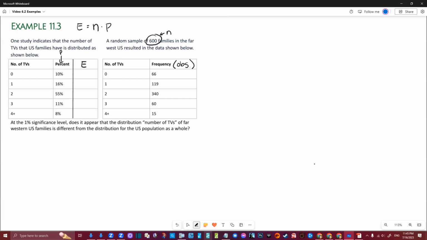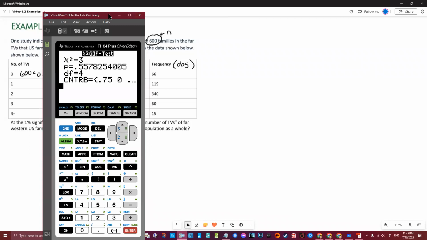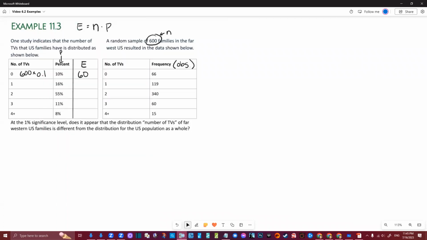So for this first row, we're going to do 600 times 0.10, which is 60. Pull this up and move it off screen for a second so I can do some quick math while we're working. Our next row, we're going to do 600 times 0.16.